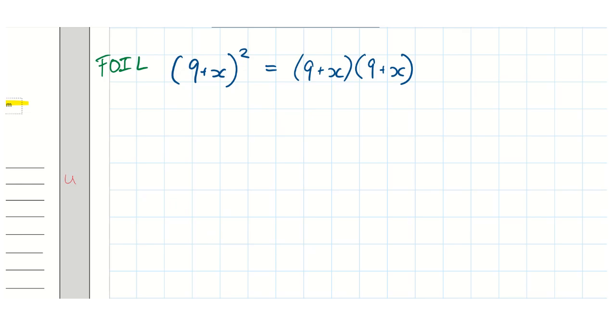And then we can do first, outside, inside, last. So my firsts are 9 and 9. I'm going to get 81 from multiplying those two together, plus 9 times x. I've got my outsides, 9 times x, and that's going to be 9x, plus x times 9, because I've got my insides, 9x, plus x squared. So this is what we get.